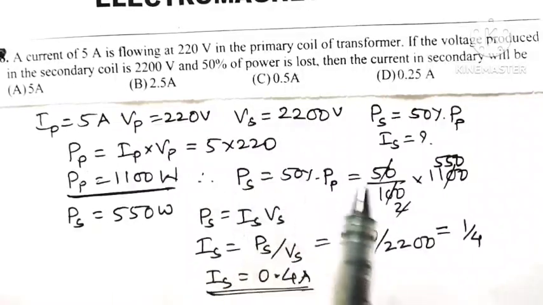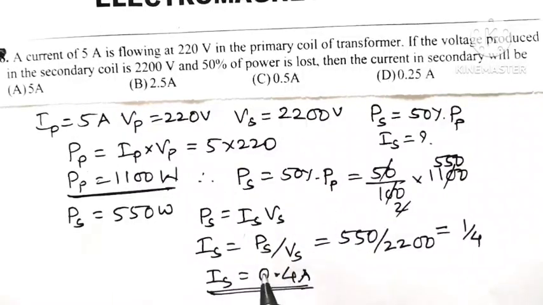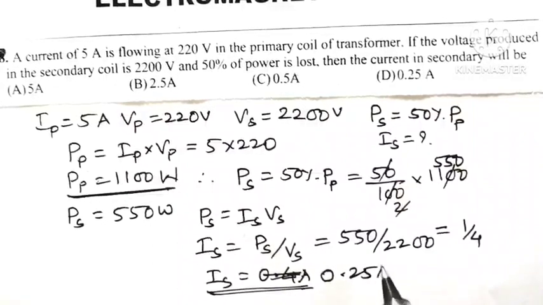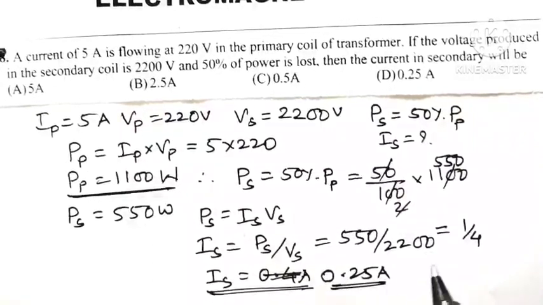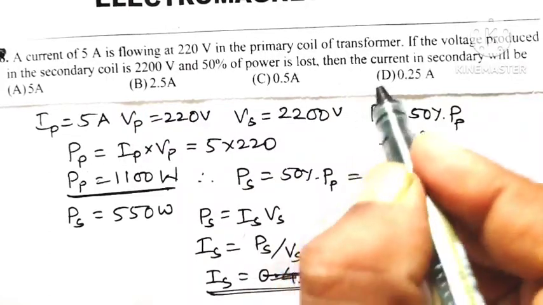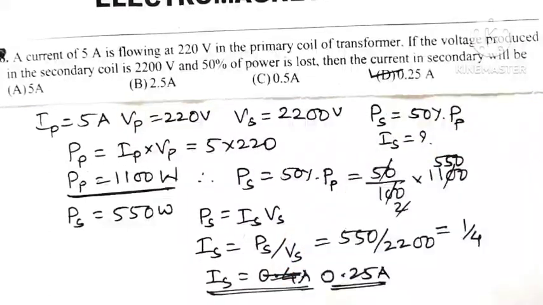So out of 4 options, 0.25 ampere. 1 by 4 means 0.25 ampere. So option D is the correct option for this question. D is the correct option for this question.